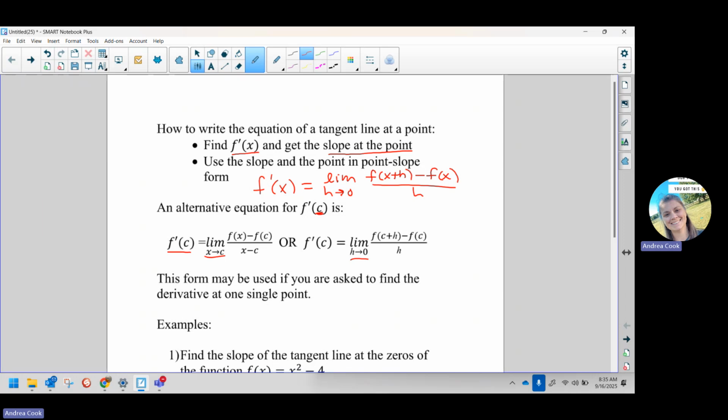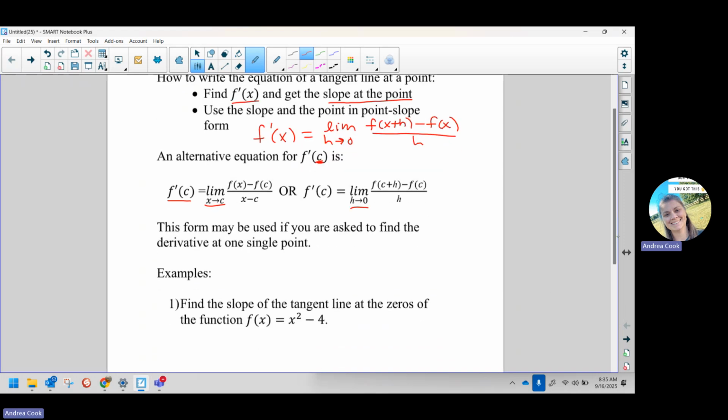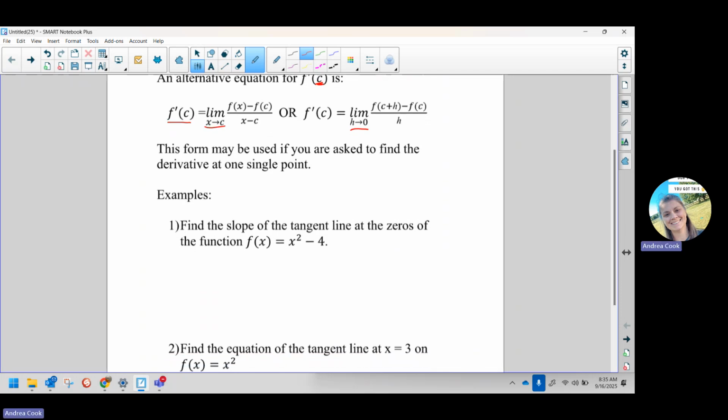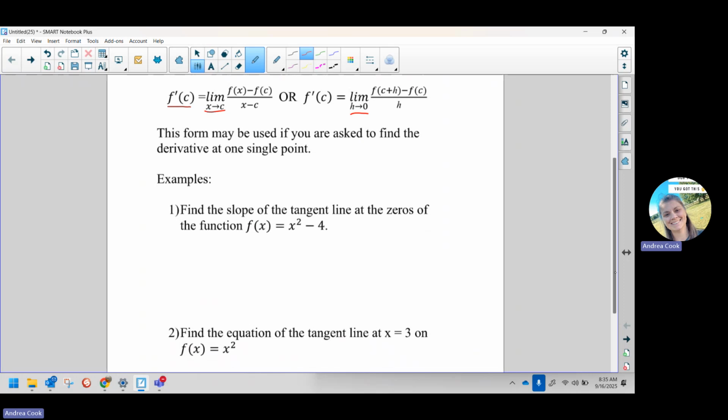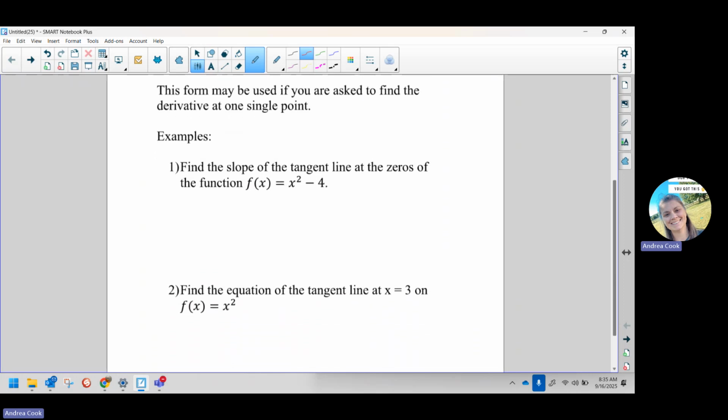I'm going to show you these alternate forms so you can see how you can find the derivative. And then we'll also associate it back to what we did yesterday, and you can also use that method. These forms might be used if you're asked to find a derivative at a single point. So here we're going to find the slope of the tangent line, which means you are finding the derivative.